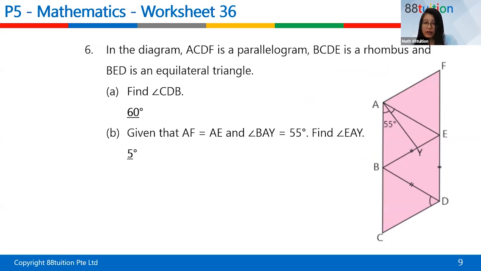ACDF is a parallelogram. BCDE is a rhombus. BED is an equilateral triangle. This is 60. CDB. What's this angle? Okay, wait, I'll double check. This is a rhombus, right?